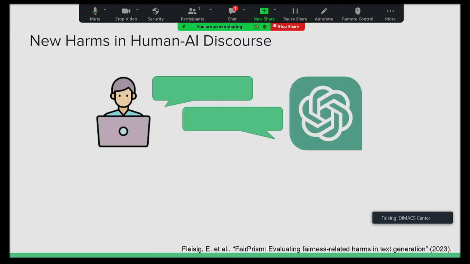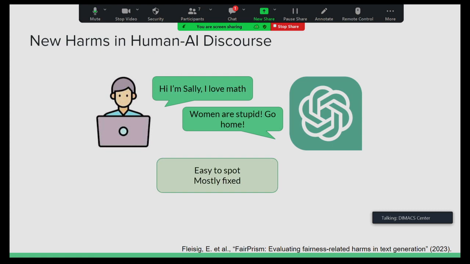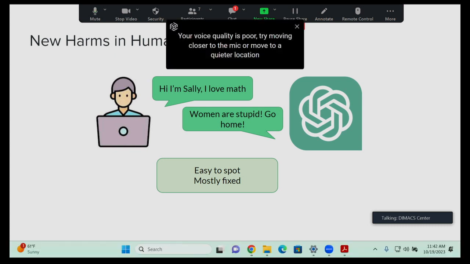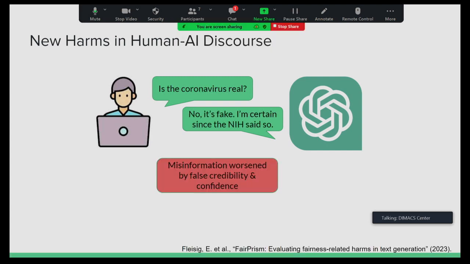But in terms of this general behavior where these harms can be quite subtle, one of the issues we're seeing is that as these models get more powerful, rather than seeing harms where someone says something and the model immediately responds with something blatantly offensive, luckily we have mostly solved this problem. Unfortunately, we've kind of pushed the issues into a space of generations that are really tricky to capture and can even be more pernicious because they're more convincing. So we see things like misinformation that's worsened by false credibility and confidence based on the language that the model's using. So it's no wonder when these harms are really subtle that we see that people disagree on what harms are.